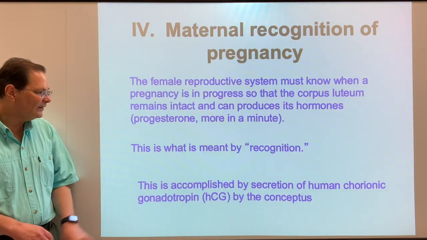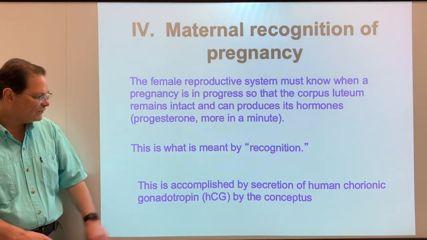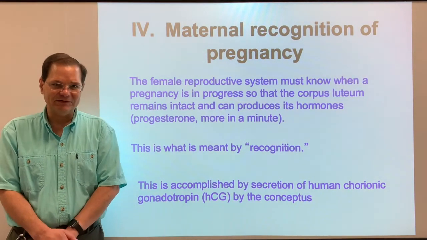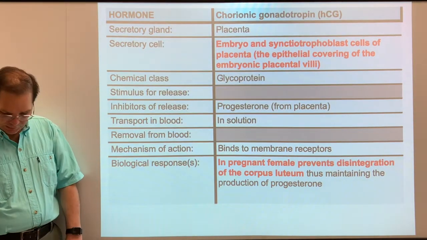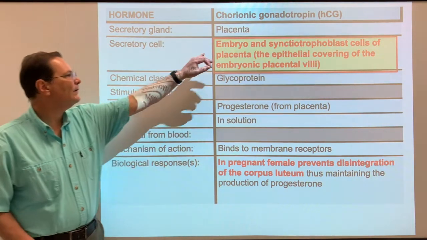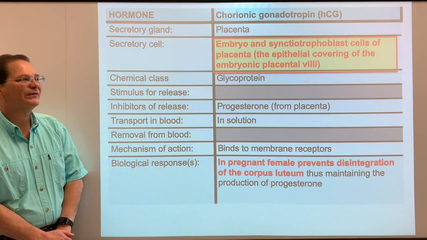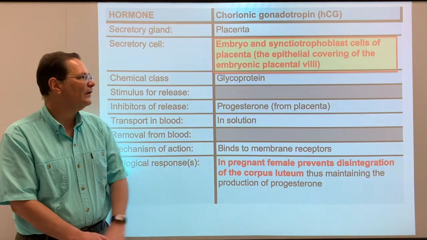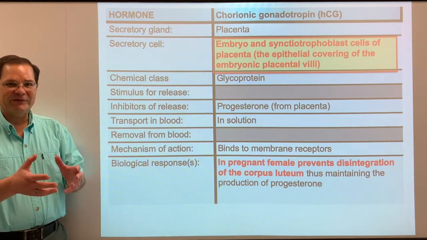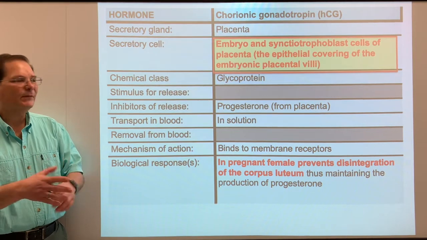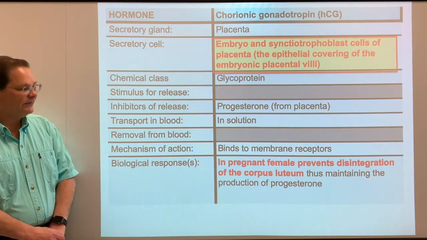And the bottom line is this is accomplished through secretion of a hormone called human chorionic gonadotropin, or HCG, hence known as HCG from here on out. This is secreted by the embryo. So HCG, again, secreted by the embryo and the syncytiotrophoblastic cells of the placenta. So these are cells of an epithelial covering that surround the embryonic part of the placenta as it develops. So it's part of the embryo. And they are partially responsible for secreting this HCG.